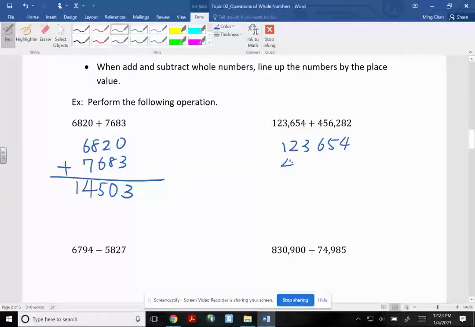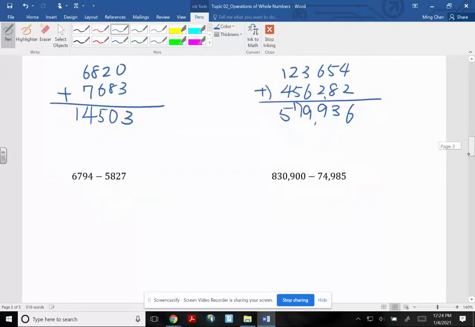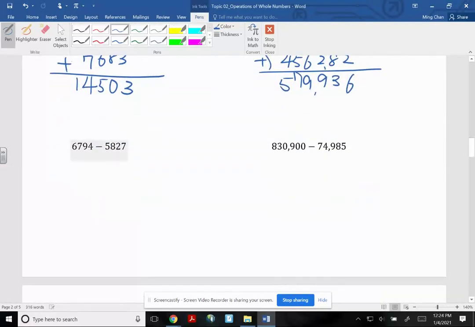All right, let's do another one. 123,654 plus 456,282. 6 plus 4 plus 2 is 6. 5 plus 8 is 13. Carry 1. This is 8, 9. This is 9, 7, and 5. 579,936. All right, subtracting. Remember, if we don't have enough to subtract, we need to borrow.